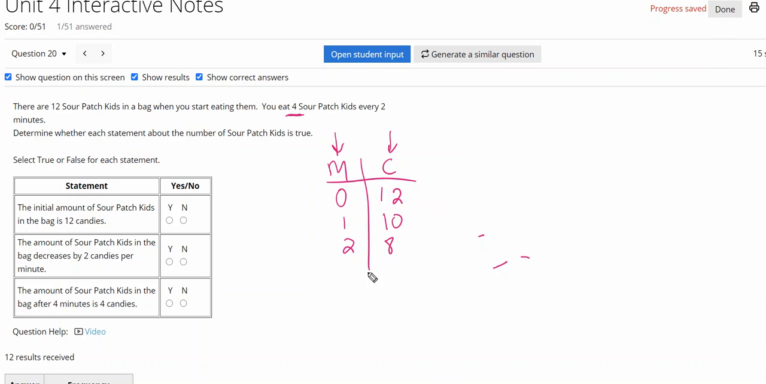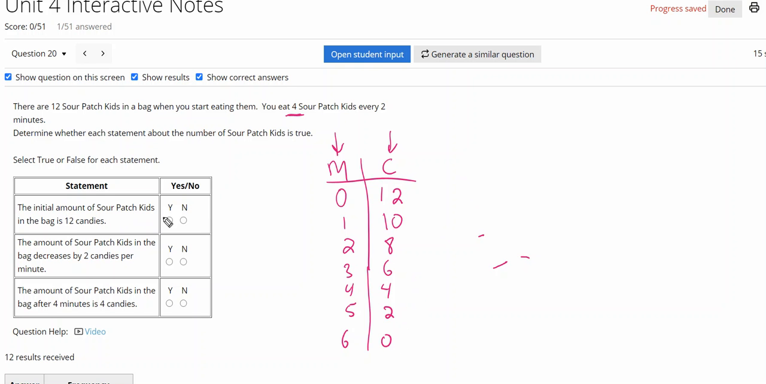And you're probably starting to see the pattern here that we could keep going with this, right? After 3, 4, and 5 minutes, this would be 12, 10, 8, 6, 4, 2, and then after 6 minutes, looks like we're out of candy. Okay, so that's what we have going on here.